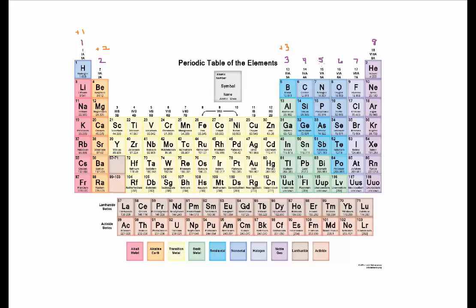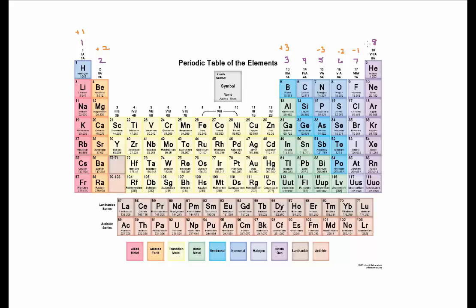Now, once I hit group 5 here, it's easier to gain 3 electrons to assume the electron configuration of a noble gas than to lose 5 valence electrons. So the charge of group 5 is going to be negative 3. Group 6 is going to be negative 2. They're going to gain 2 electrons. In group 7, negative 1.